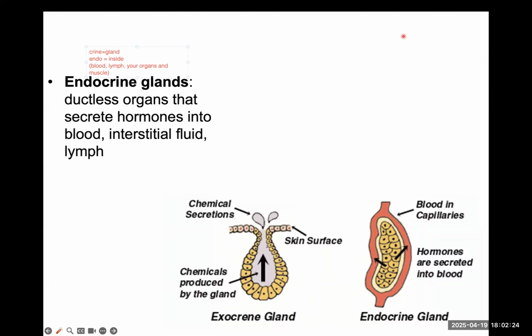So inside the body is going to secrete into your blood, into your lymph, and it's going to your muscles and organs and so forth. But the exocrine gland is going to secrete things outside. So for example, that would be your skin. The exocrine gland is going to be your sweat gland, and it's going to be your oil glands and sebaceous glands or merocrine glands. So those are going to secrete substances to the outside of the body, which is going to be on the skin.